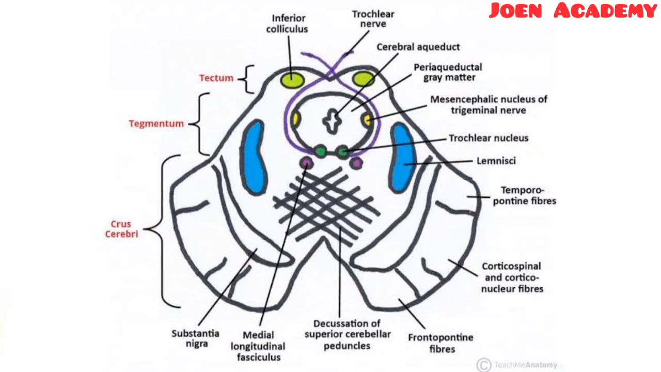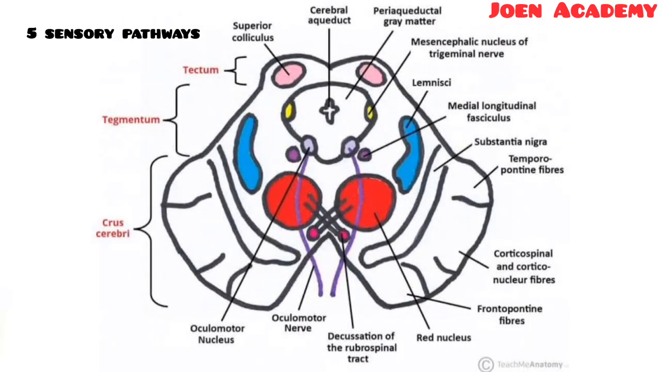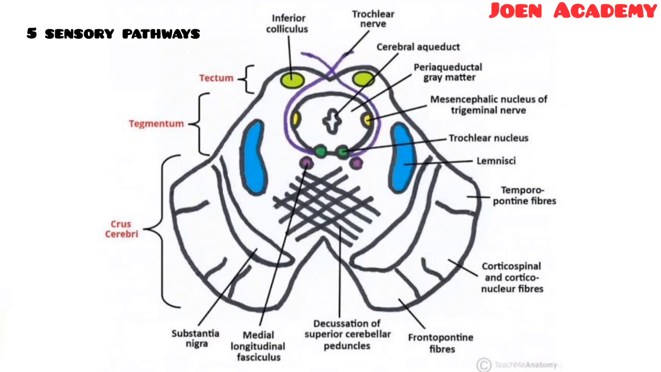substantia nigra. The dorsal part of the tegmentum contains the cerebral aqueduct, which connects the third and fourth ventricles of the brain. As for the other part, which is the tectum, it contains the nuclei of the superior and inferior colliculi. It lies dorsal to the tegmentum and cerebral aqueduct. It is important to note that the midbrain contains 5 sensory pathways, which are the medial longitudinal fasciculus, the medial, the trigeminal, the spinal, and the lateral lemnisci.